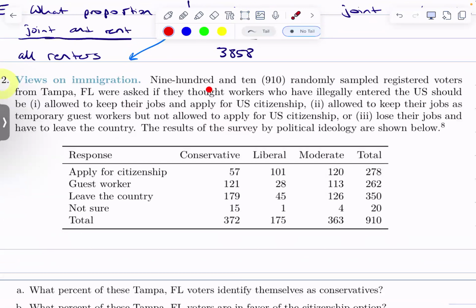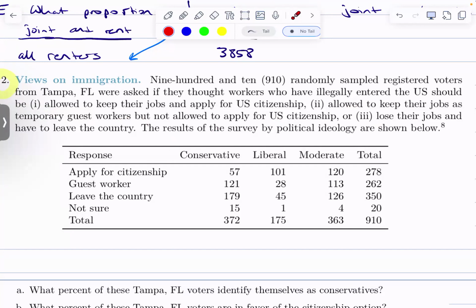910 randomly sampled registered voters from Tampa, Florida were asked if they thought workers who have illegally entered the US should be 1, allowed to keep their jobs and apply for US citizenship, 2, allowed to keep their jobs as temporary guest workers, but not allowed to apply for US citizenship, or 3, lose their jobs and have to leave the country. Wow, yikes. The results of the survey by political ideology are shown below.